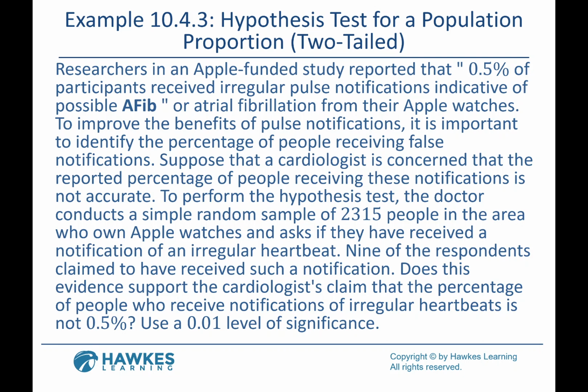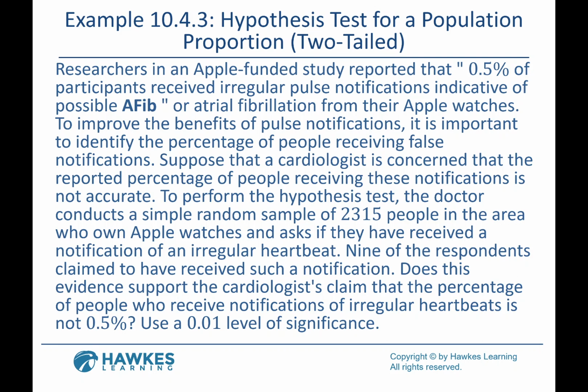Okay, so now most of the part we care about is here. Suppose that a cardiologist is concerned that the reported percentage of people receiving these notifications is not accurate. To perform the hypothesis test, the doctor conducts a simple random sample of 2,315 people in the area who own Apple Watches and asks if they have received a notification of an irregular heartbeat. 9 of the respondents claim to have received such a notification. Does the evidence support the cardiologist's claim that the percentage of people who receive notifications of irregular heartbeats is not 0.5%? We're going to use a 0.01 level of significance.